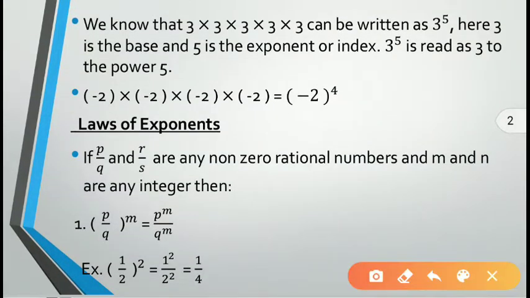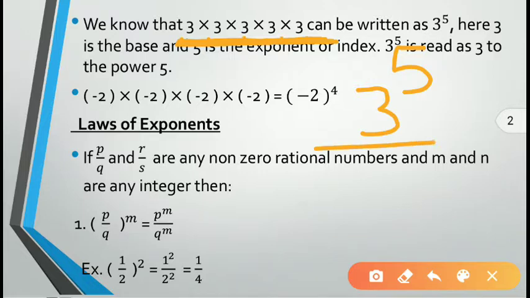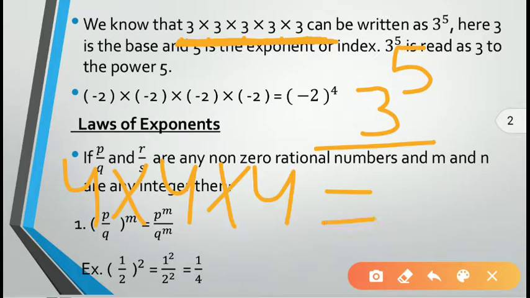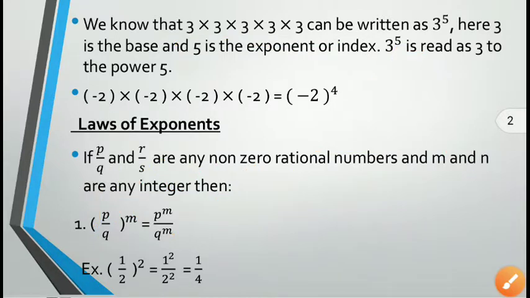We know that this can be written as 3 to the power 5. How? Because the digit is 3, and how many times is this 3 written? 1, 2, 3, 4, 5. So we can write it as 3 to the power 5. Suppose it is written 4 into 4 into 4. This can be written as 4 to the power 3.